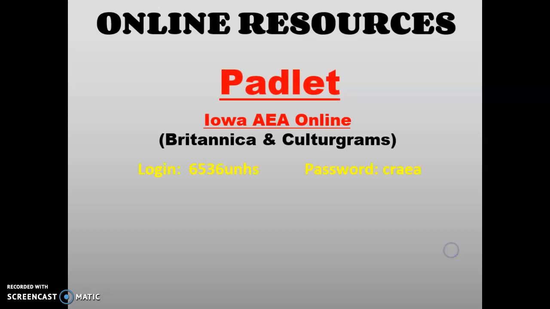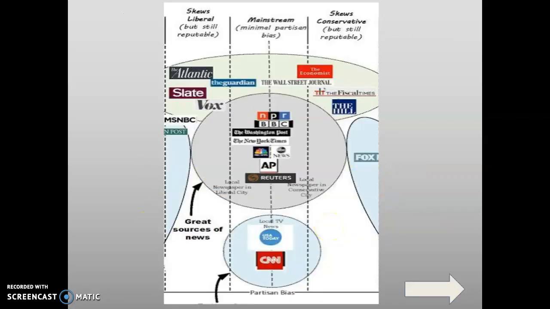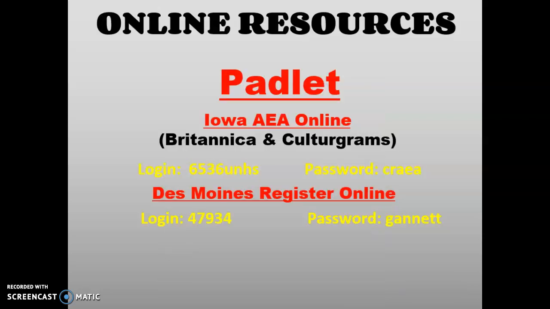Again, online resources, we just talked about Padlet. Iowa AEA online, there's a Britannica and Culturegrams, which you'll probably use the most. Here's the password and the login code. That's on the Canvas homepage, so if you're at home and you've forgotten this, it's there. You can do Des Moines Register online. That's the password there as well. And remember, just stick to the middle of resources when it's online. Don't use extreme. Make sure it's not Bob Smith's webpage or Mrs. Qualley's webpage. Make sure it is a professional's webpage. Whoever is in charge of that particular topic and information.